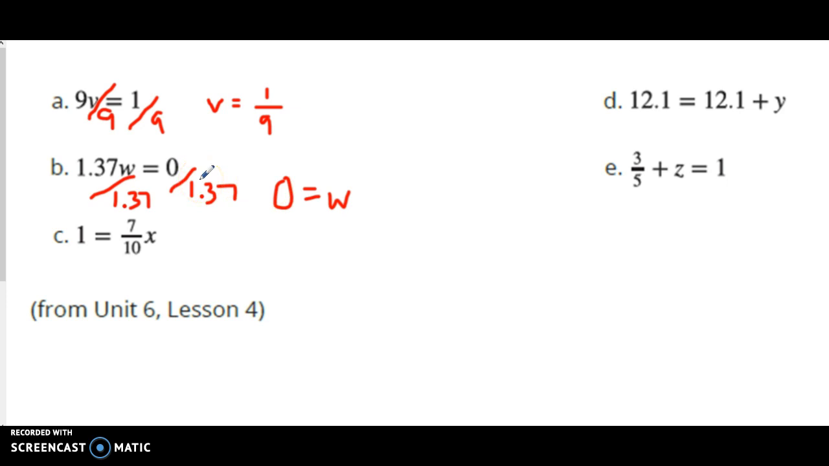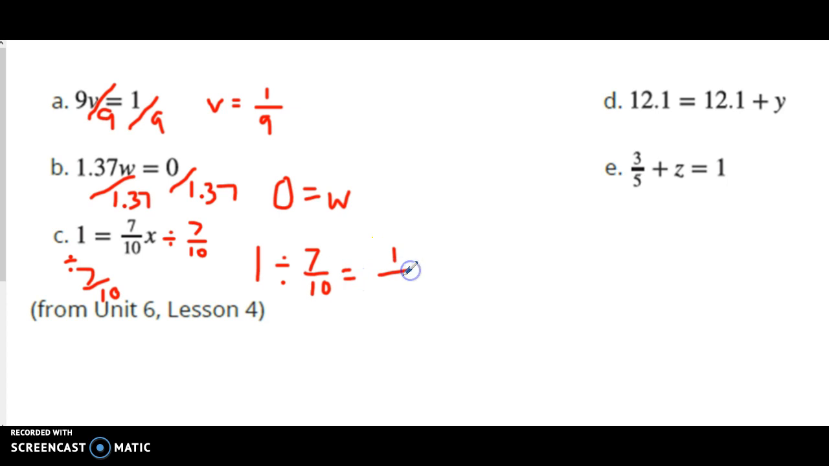Okay, let's take a look at C. Once again, I see multiplication here, so I need to get my x by itself. So I have to divide both sides by 7/10. If I do it on the right, I have to do it on the left. Divided by 7/10. If I'm going to divide using a fraction, I have to do keep, change, flip. So I have 1 divided by 7/10.